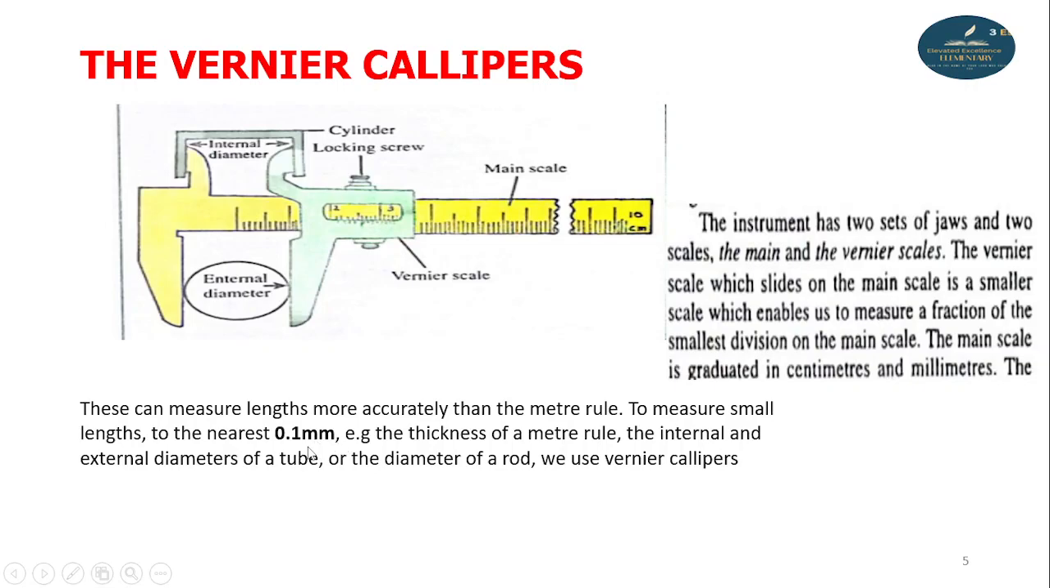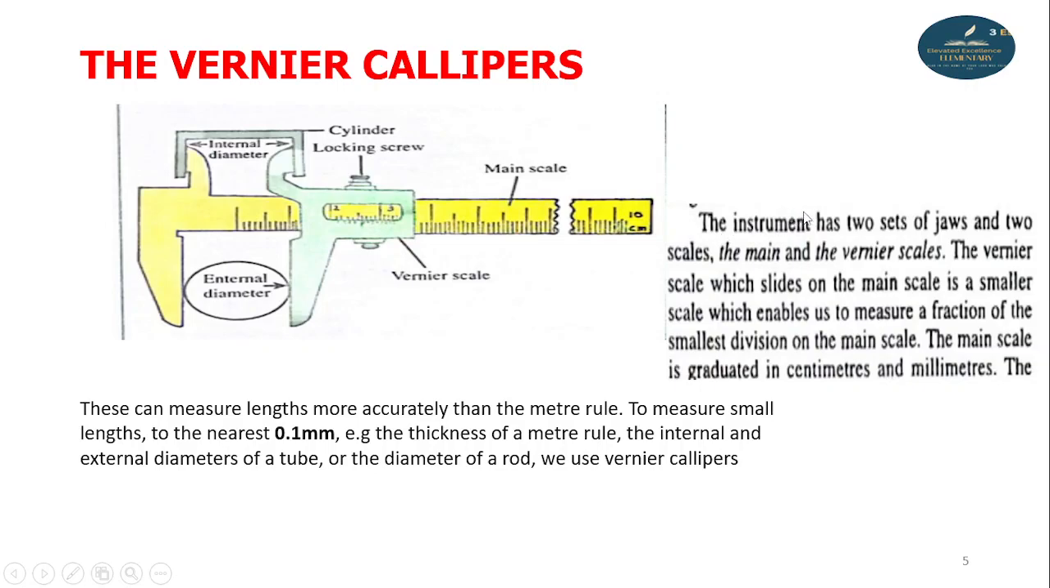Before I proceed, the vernier calipers is another instrument that is used to measure length. It can measure length more accurately than the meter rule, to measure small length to the nearest 0.1 millimeter, e.g. the thickness of a meter rule. We can determine the thickness of a meter rule with the use of the vernier calipers. For the internal and external diameters of a tube, this part is used for the internal diameter, while this other part of the caliper is used for the external diameter. Or the diameter of a rod, we use vernier calipers.